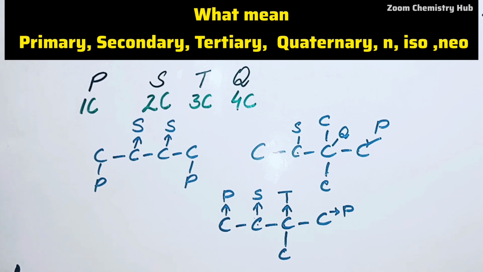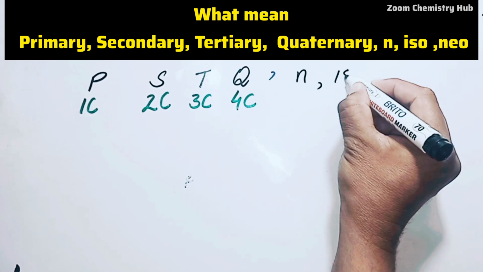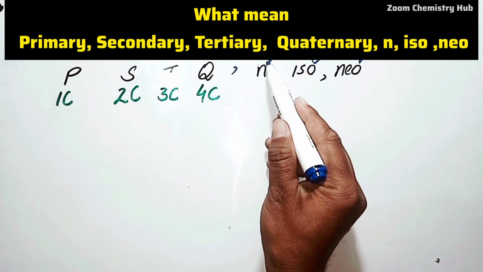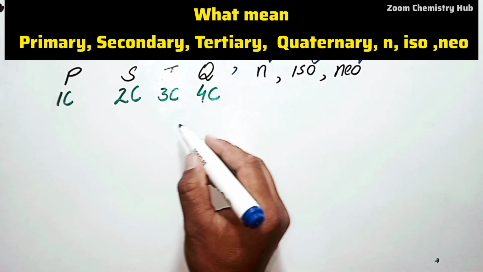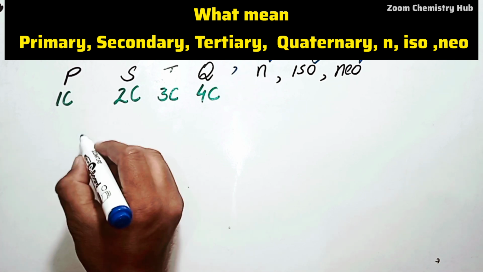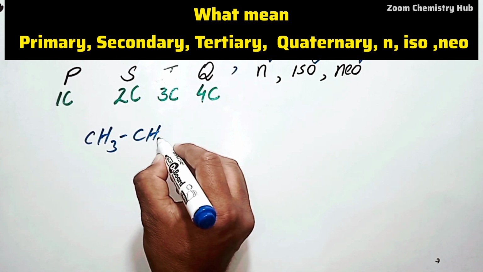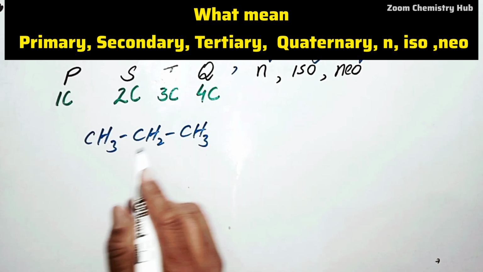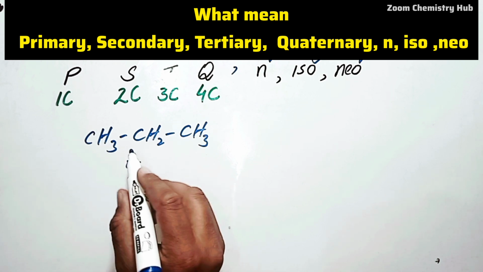Now we will understand the terms N, iso and neo. We take the example, if we have a propane and it is in straight chain, so this is called N-propane.